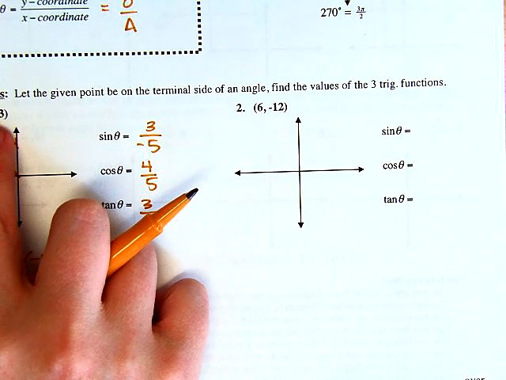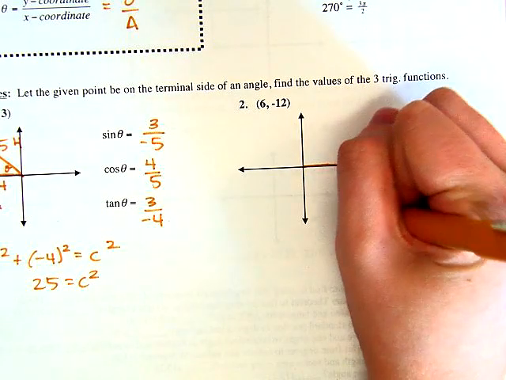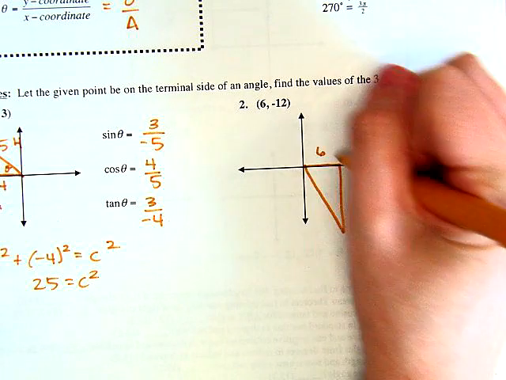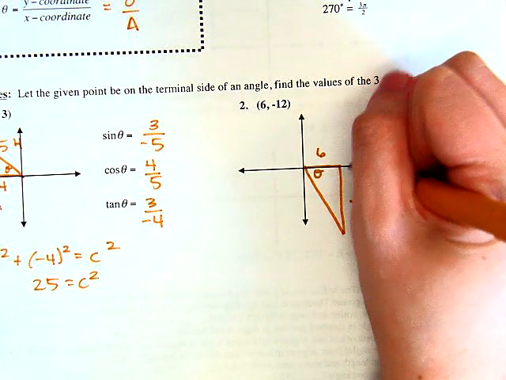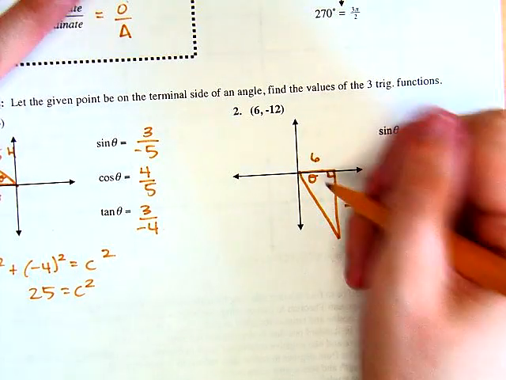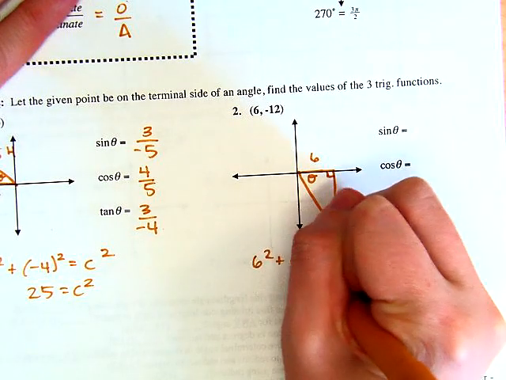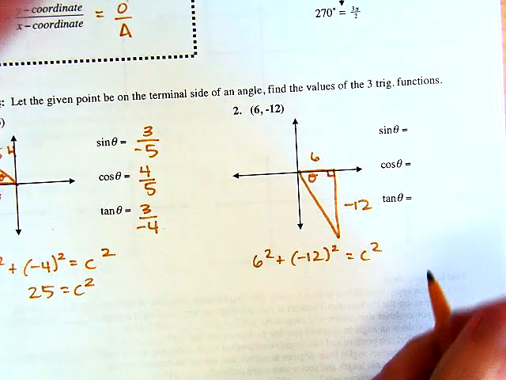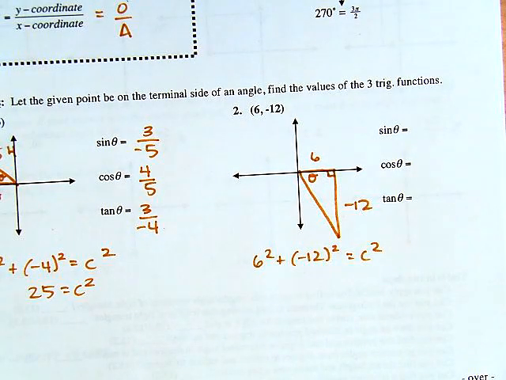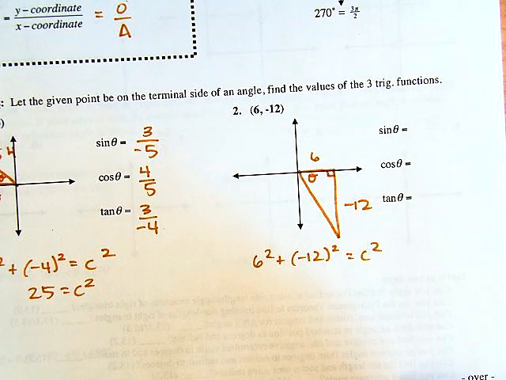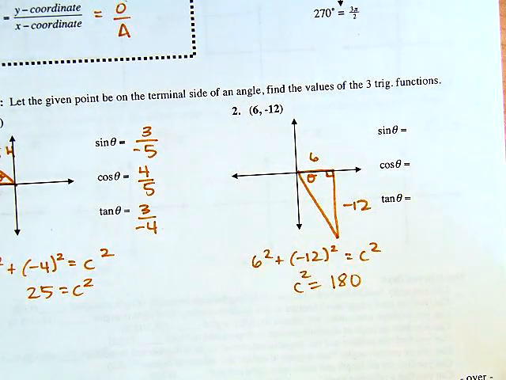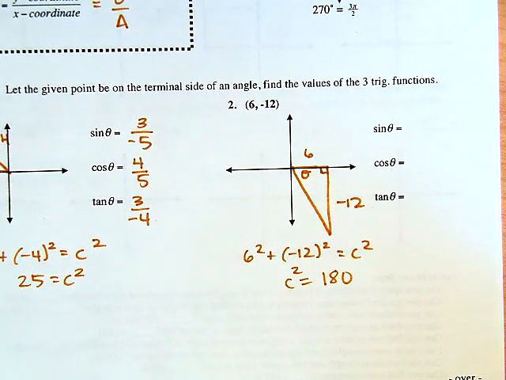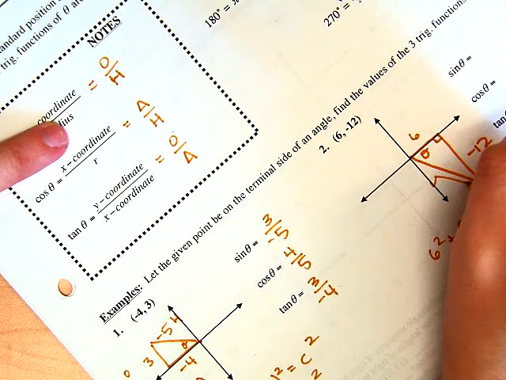So let's do another one. 6, -12. So go over 6, go down 12. My angle, remember, is always up there. It makes my right angle right here. So then I need to do a squared plus b squared equals c squared: 6 squared plus -12 squared equals c squared. This time when you do that, c squared is 180. Well, the square root of 180 is not a nice number, and we're going to keep it exact. So this side is the square root of 180.